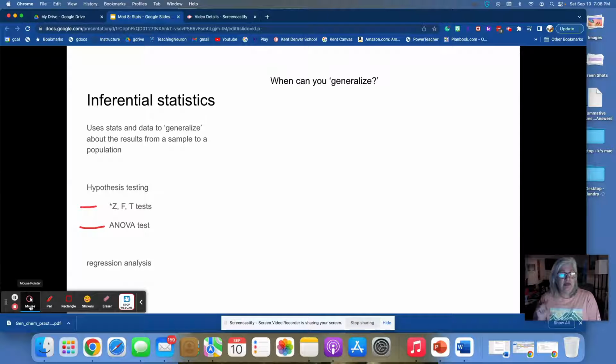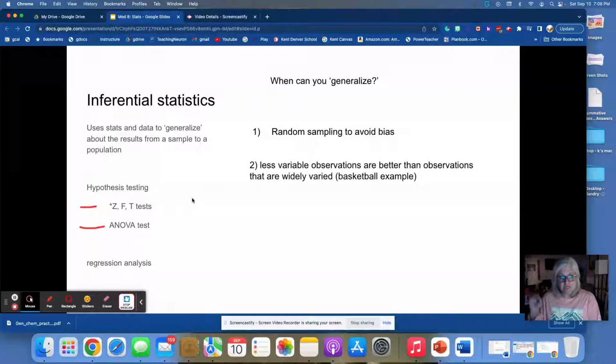You don't need to know how to calculate those for this class, but you do need to know when you can generalize. Okay, so when can you use inferential statistics? The first thing you need to do is definitely random sampling, because if you don't have random sampling, your sample is biased and therefore you cannot infer. The less variable your observations are, the stronger your inferences can be.